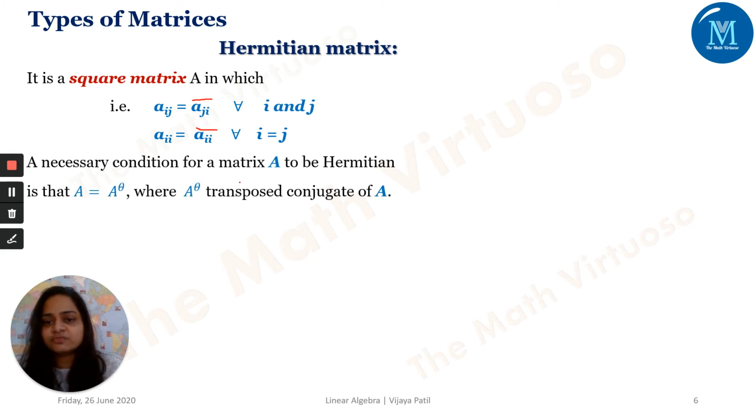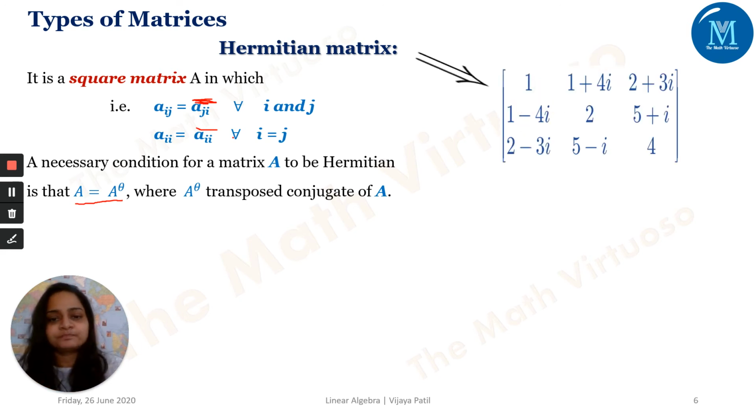So a necessary condition for a matrix A to be Hermitian is that A is equal to A to the power theta. In the previous slide we saw that A to the power theta is nothing but A transposed conjugate. So this is what I had missed out here, the conjugate. Aij equal to Aji shows that I have taken a transpose, and the conjugate of that element shows that I have done two operations: one is the transpose, and another is the conjugate as well. If this is the condition, A is equal to A to the power theta, it is known as a Hermitian matrix. This is the example.